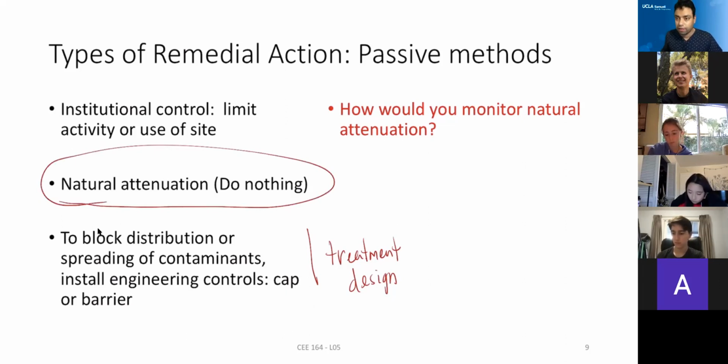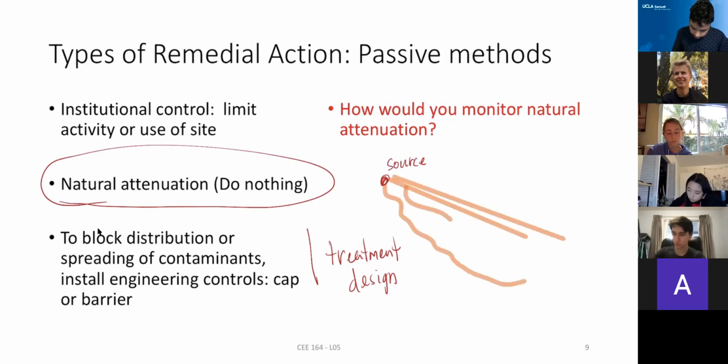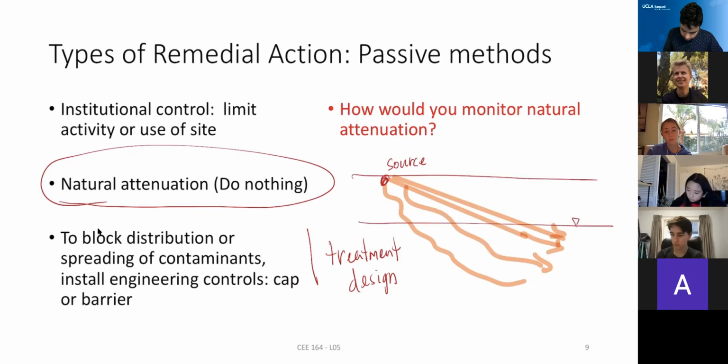So how do you know whether there is natural attenuation? The way we find that out in nature is we put in monitoring wells. So imagine you have a source here, and the pollutants are moving from here. How do you know whether these pollutants can degrade by themselves? The way to do it is you put in a monitor. Let's say this is the source and this is groundwater. This is the subsurface. So you put a monitoring well here, okay?